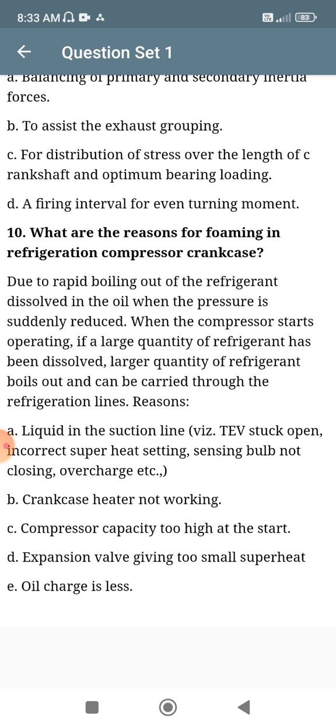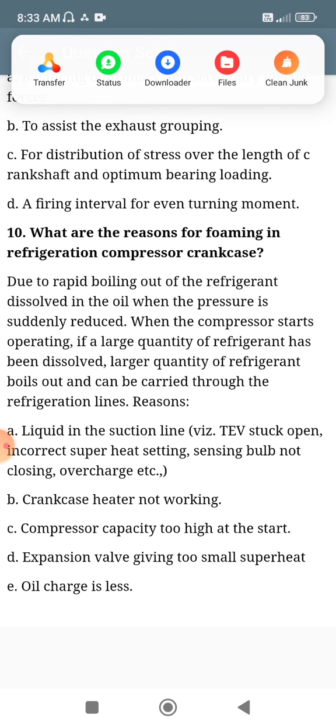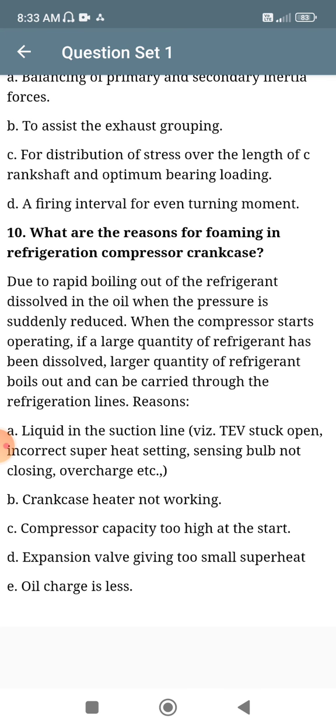Due to this, there is liquid in the suction line. The liquid in the suction line can be due to a thermostatic expansion valve stuck open, incorrect superheat setting, sensing bulb not closing, and overcharge, then crankcase heater not working, compressor capacity too high at starting, expansion valve giving too small a superheat, and oil charge being low. These may be the reasons.